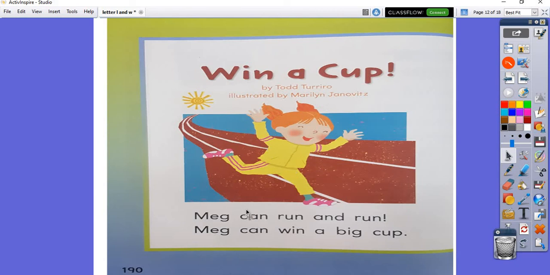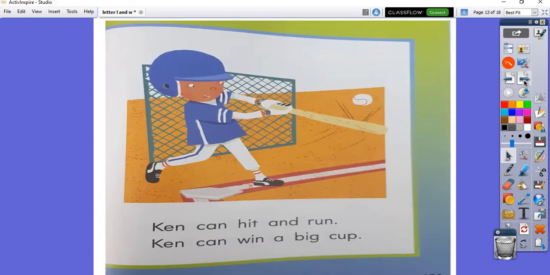Wow! This girl, she was running and running, and she won a big cup. Because when we have sports, we have cups also. Yes? We win a cup. Last time when we had sport, we also won a cup. Yes, remember KG2? Let's go to the next page. Let's see what we have next.